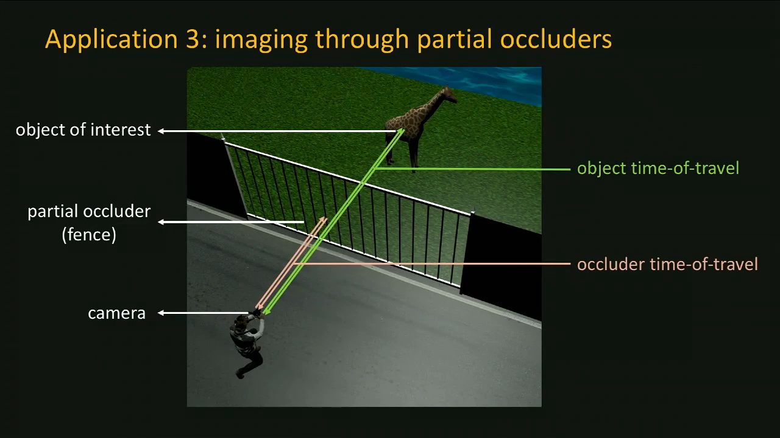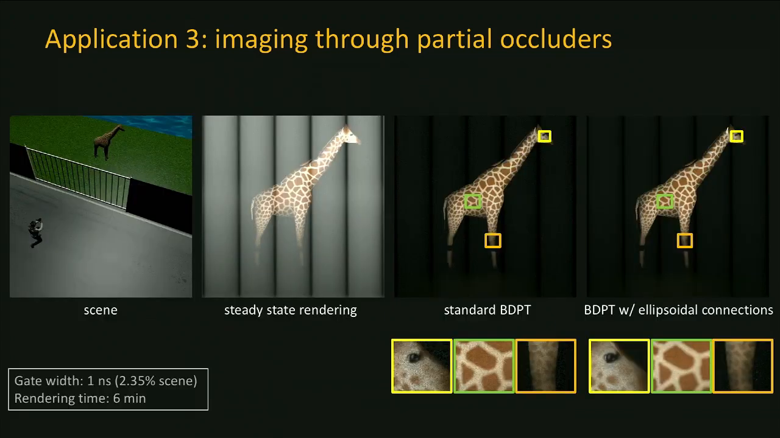As another application, consider the case of taking a photograph through a partial occluder such as a fence. With a regular camera, we fully open the aperture to blur out the fence. Given that the photons from the occluder and the object of interest have different times of travel, we can use a time-gated camera tuned to get photons only from the object of interest and reject all the photons coming from the occluder. Here is an example of this, where we set our gate to match the distance of the giraffe.